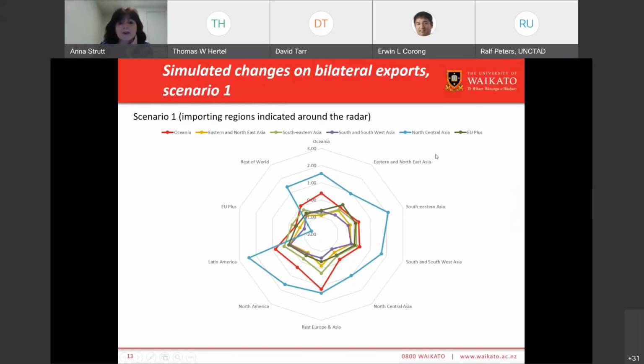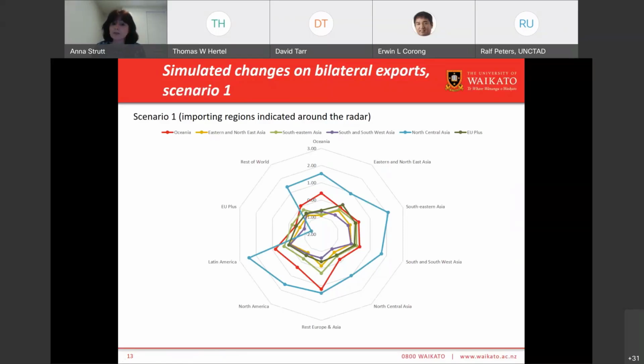This figure here is a wee bit of a complicated one, but the way it's working is this radar. Around the outside of that radar is the importing region, and these lines here are showing the exporting regions. So it's giving us a good feel for what's happening to bilateral exports. For example, I mentioned that North Central Asian region before. If we look at those bilateral exports to the EU plus region, you can see that that's right down in the negative territory. So there was a big reduction in those bilateral exports there.